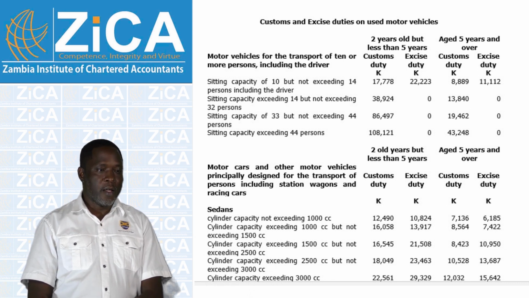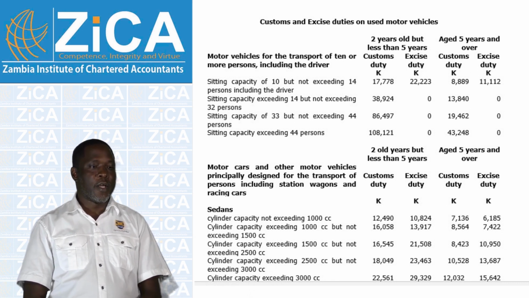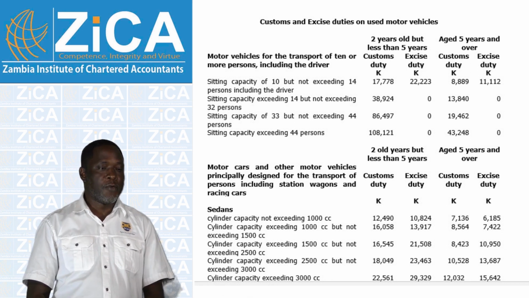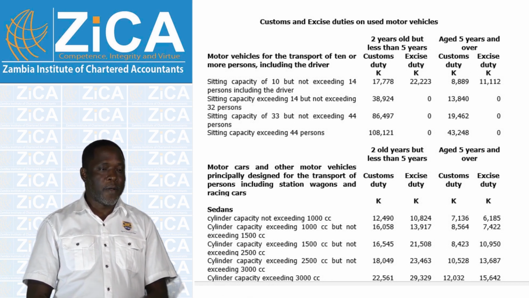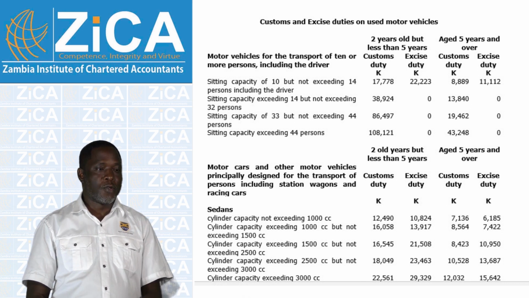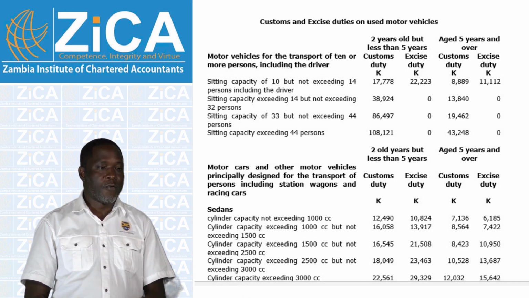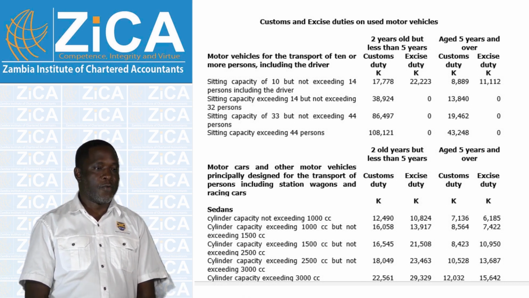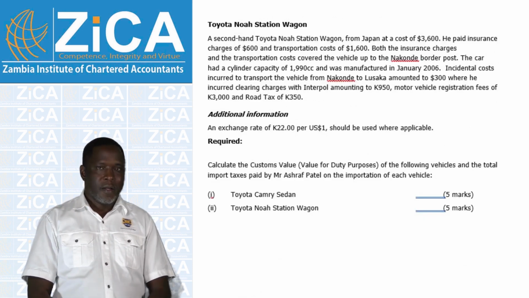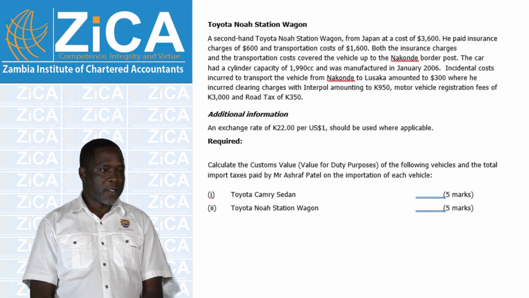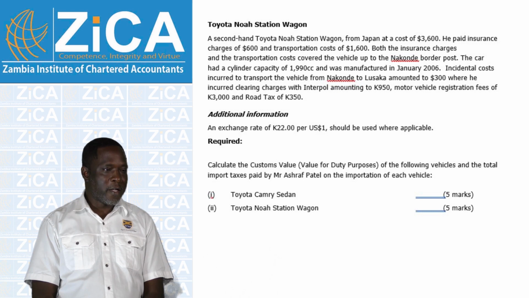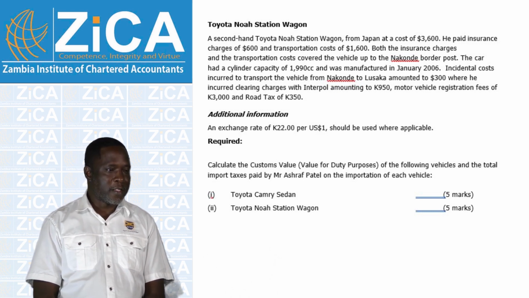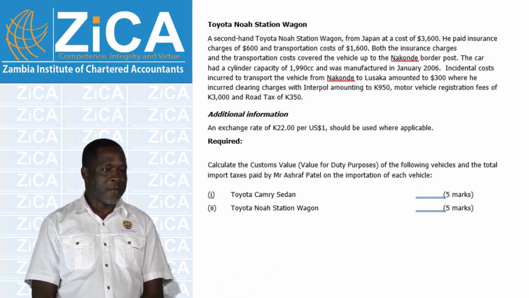So we go back to the question so that we are able to pick that information. We are looking for the cylinder capacity of the motor vehicle as well as how old the station wagon is. So we refer back to the question so that we pick that information. As you can see from the question, the cylinder capacity of the Toyota Noah station wagon is 1,990 cc. That information is important.